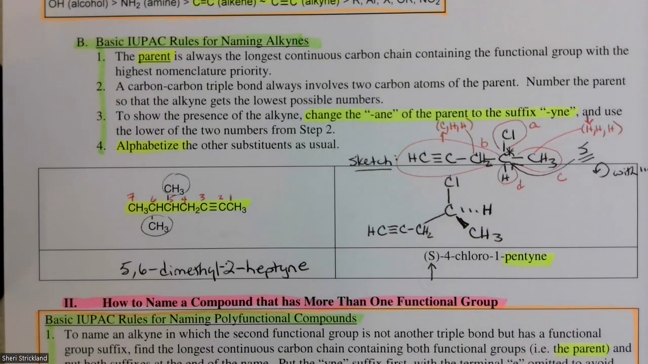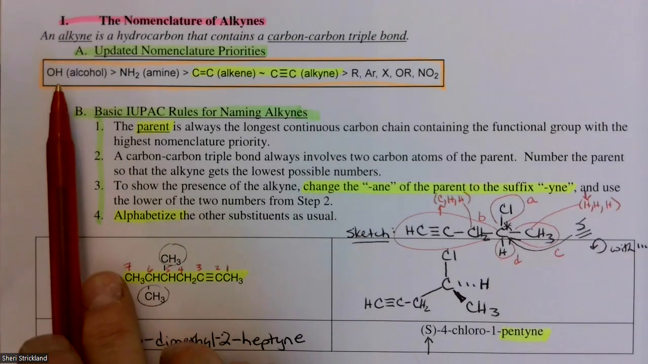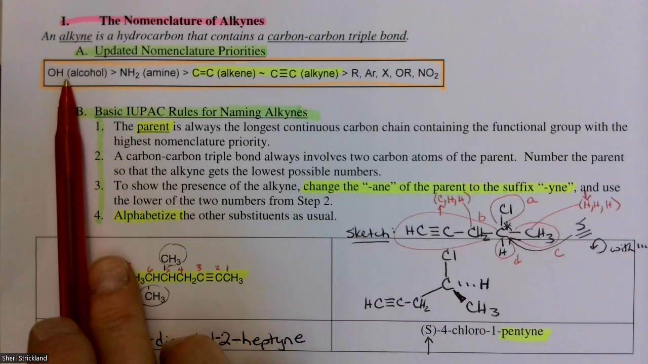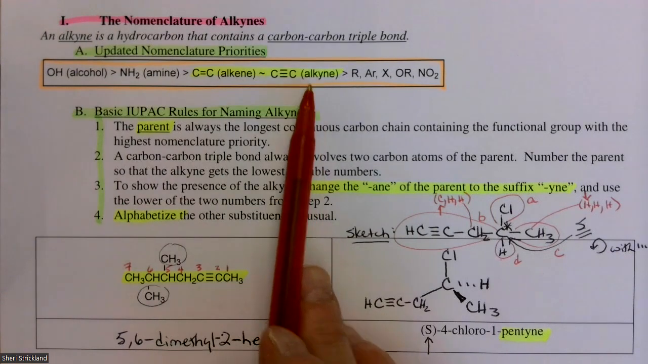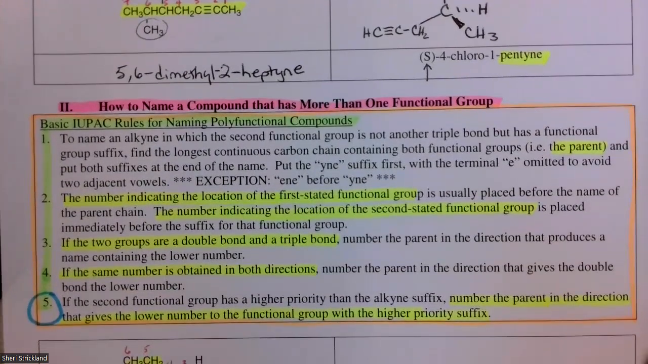All right, so what happens now if you have a compound that has more than one functional group? We sort of started that here with the chlorine, but these things that are in the lowest possible nomenclature priority, as far as I know, are always represented by prefixes. And we're talking about the ones that are represented by suffixes. So if you come up here, the ones that are represented by suffixes that we're dealing with now are alcohols, amines, alkenes, and alkynes.